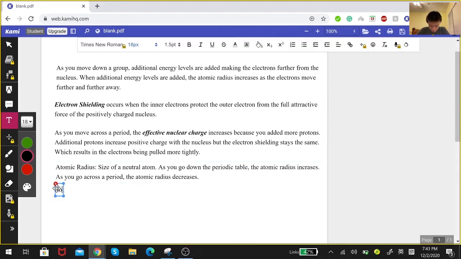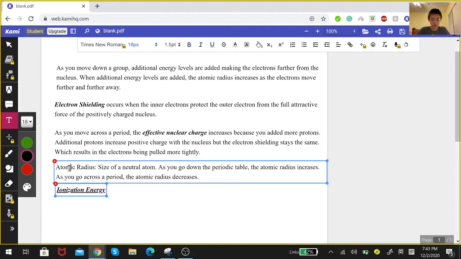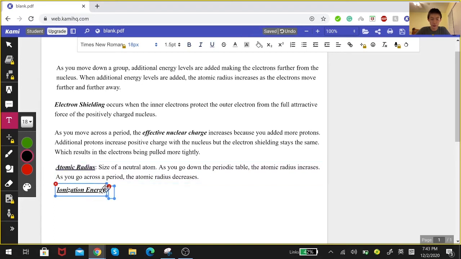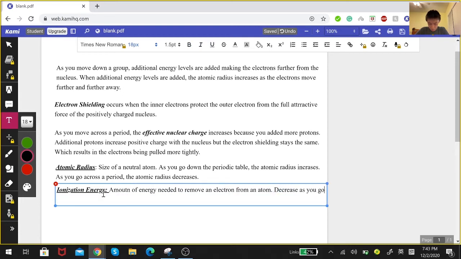Now we're going to talk about ionization energy. Atomic radius is also important, so I'm going to keep that highlighted as well. Ionization energy is another important vocabulary term. Ionization energy is the amount of energy needed to remove an electron from an atom. It decreases as you go down and increases as you go across the periodic table. Ionization energy is directly related to the effective nuclear charge.